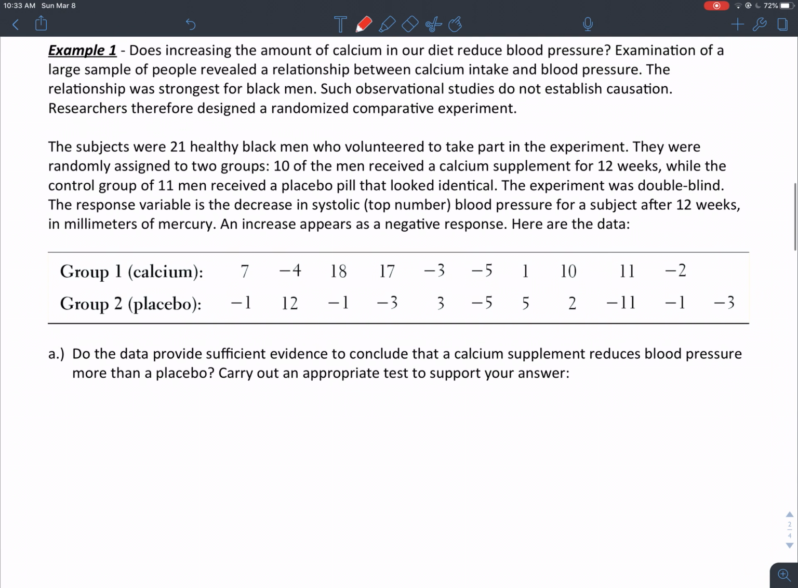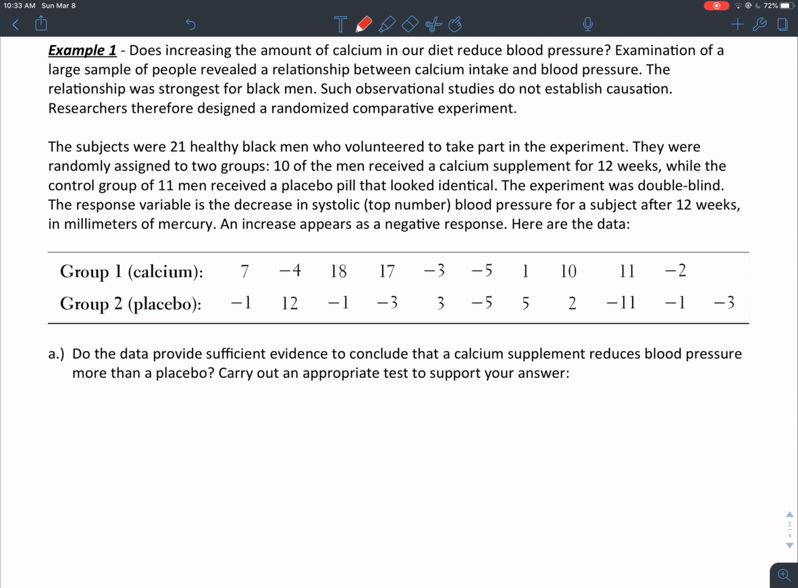Okay. So let's do example 1. It says, does increasing the amount of calcium in our diet reduce blood pressure? Examination of a large sample of people revealed a relationship between calcium intake and blood pressure. Okay. The relationship was strongest for black men. Such observational studies do not establish causation. Researchers therefore designed a comparative experiment.